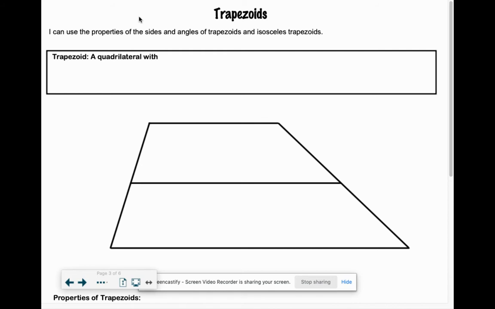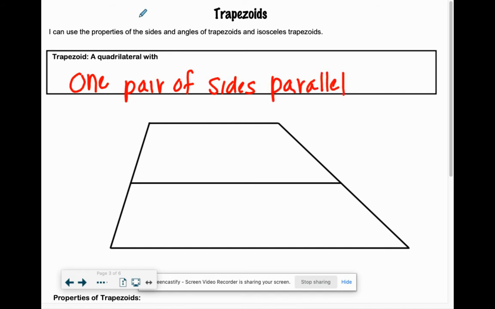So a trapezoid is a little different compared to the other quadrilaterals we've been working with because this one only has one pair of sides that are parallel. That's the main difference. And from here, we're just going to label a bunch of stuff on this big trapezoid and see what we come up with.